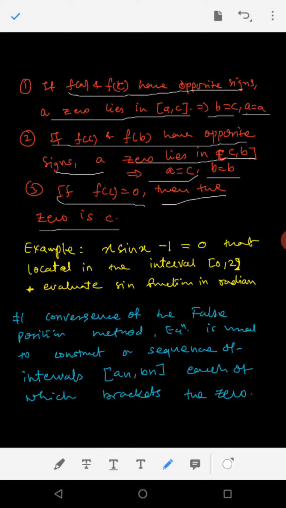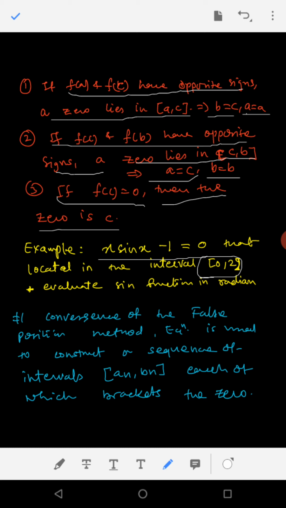You have to redo this example: x sin x minus 1 is equal to 0. This is our function where we want to find the roots. Assume that this is located in the interval 0 to b. Now we have to check that f(a) and f(b) have to be in opposite sign. That's the condition, and that condition was prevailing in the bisection method also.